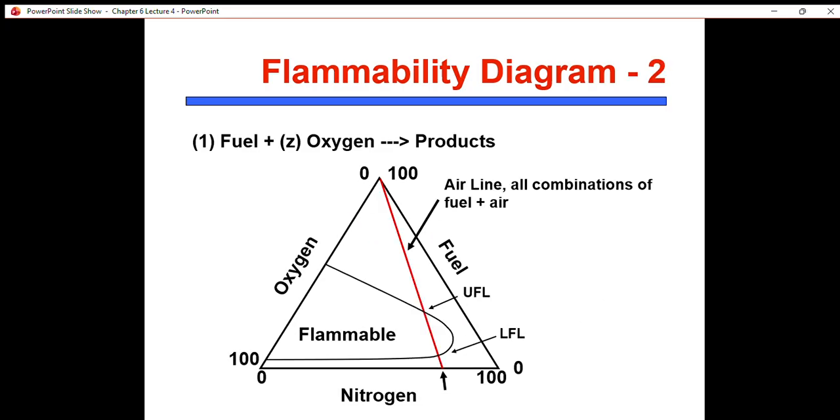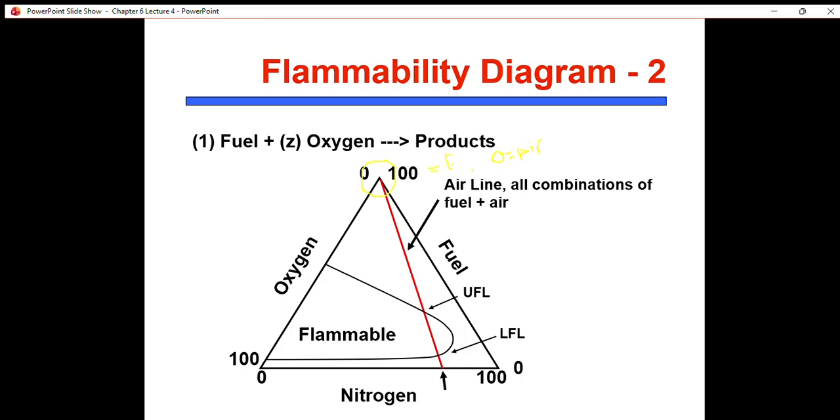And now we're going to talk about what we call the air line, where the air line gives you all the possible combinations of fuel plus air together. So you might have one scenario where you have 100% fuel, which is this point, which means you have 100% fuel and 0% air, in other words no oxygen and no nitrogen.